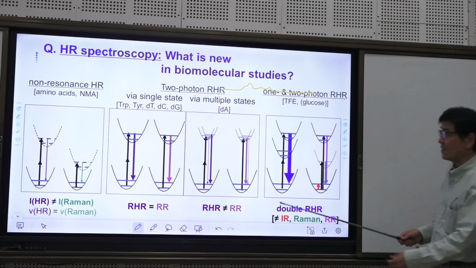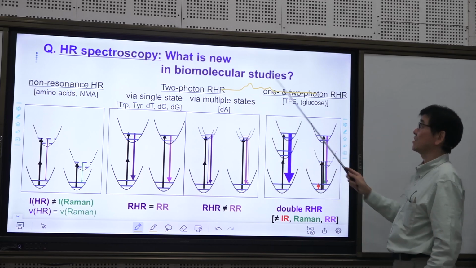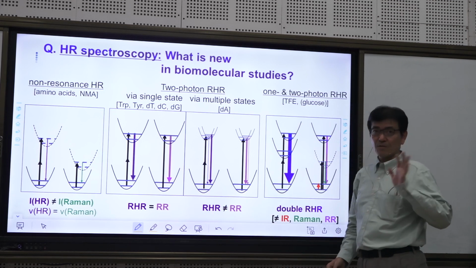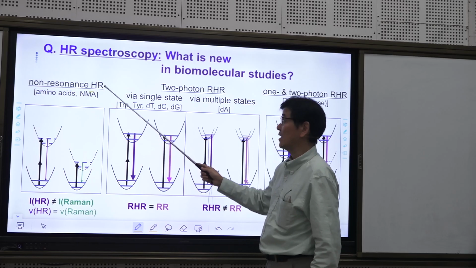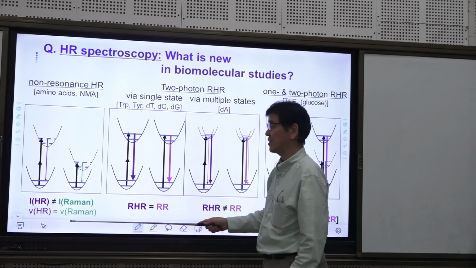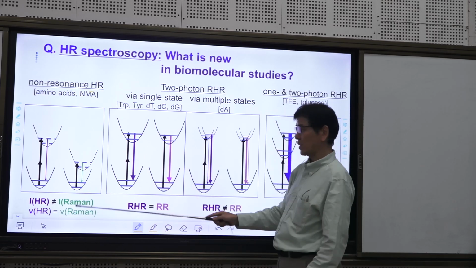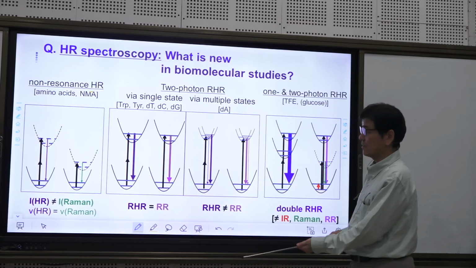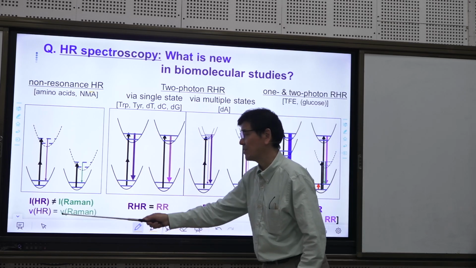Okay, so this is the last page, the summary: hyper-Raman spectroscopy, what is new in biomolecular studies? In the beginning it was pessimistic. In the case of non-resonance hyper-Raman, the intensity pattern is different, but the peak position is the same. So if a particular large peak is very important, then it's worth trying to measure hyper-Raman. Otherwise, the information should be similar to Raman spectroscopy.